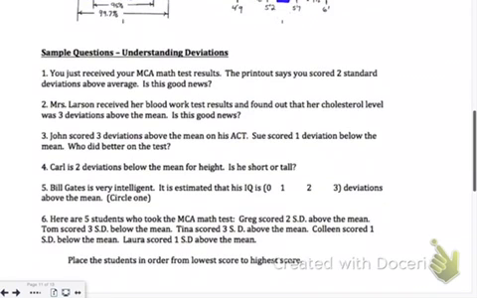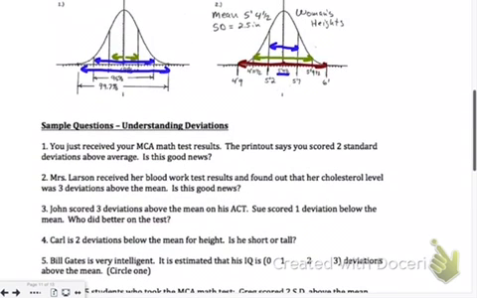questions about standard deviation. So number 1 says you just received your MCA math test results. The printout says you scored 2 standard deviations above average. Is that good news? If we go back here, if you're 2 standard deviations above the average, that means that you scored better than 95% of the students. So I would say yes, that would be very good.